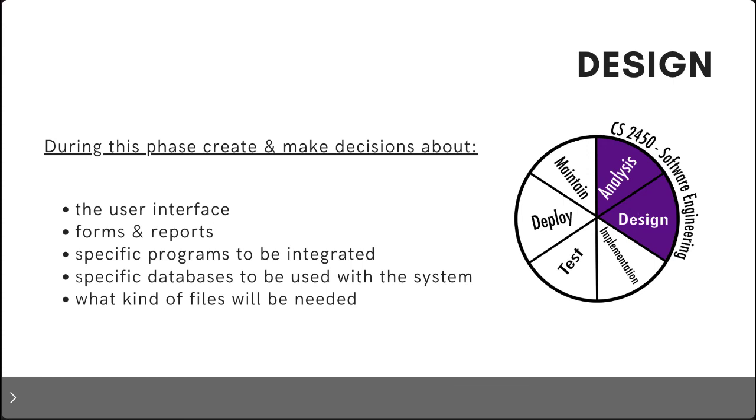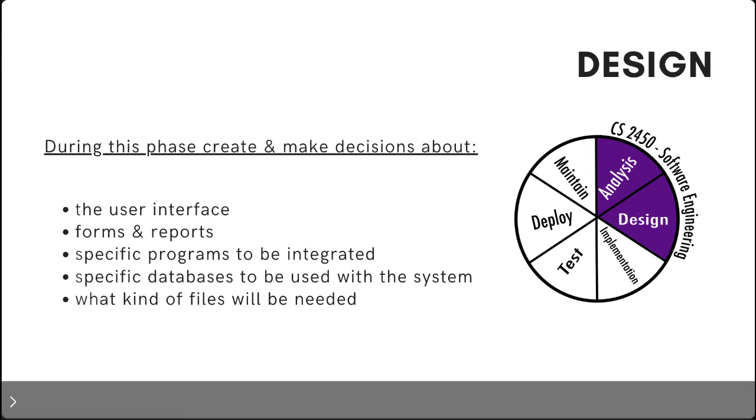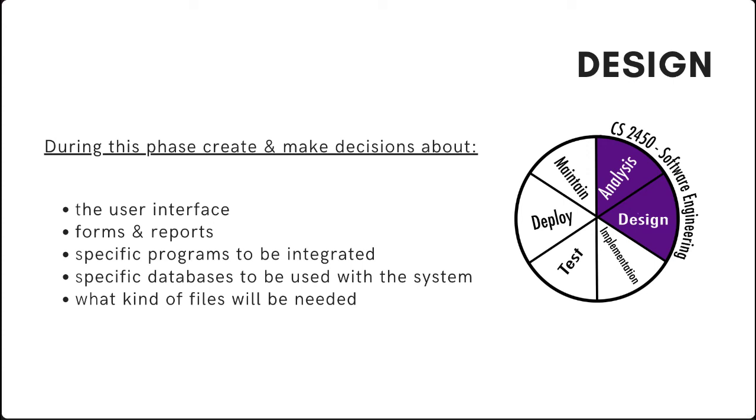Now, in the design phase, we're going to be making decisions based on our findings in the analysis phase. Some of the items affected by these decisions will be the user interface. Our user interfaces will be dictated by the findings from our analysis phase. What kind of forms and reports is the product going to produce? What kind of information do we need to get from our user, and what kind of information will be displayed to our user after we get that information?